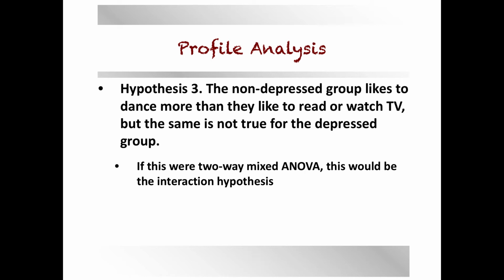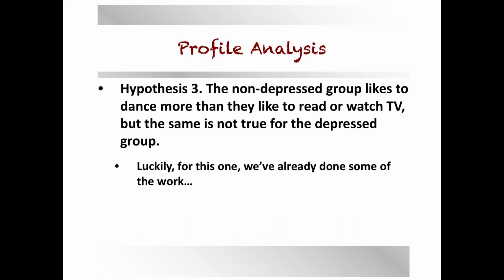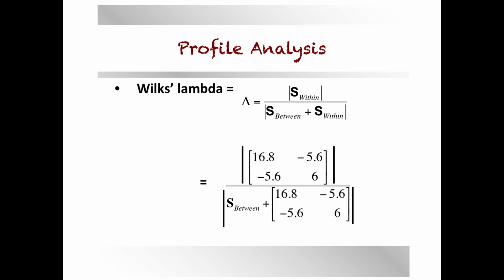So hypothesis number 3 is sort of the interaction type of hypothesis. We're looking at if there is a different profile for the non-depressed group as compared to the depressed group. This was the parallelism hypothesis in profile analysis terms. And luckily for this one, we've already done some work, so I recommend doing it in this order as opposed to trying to flip it around.